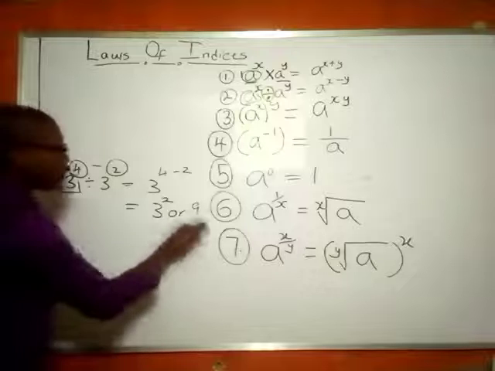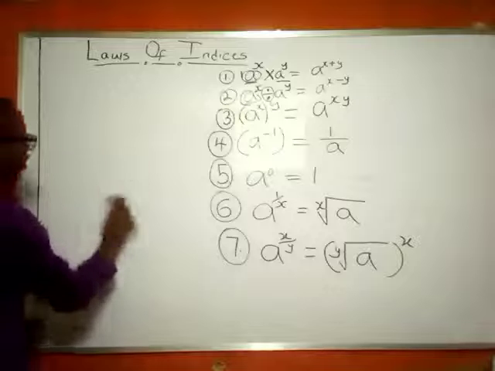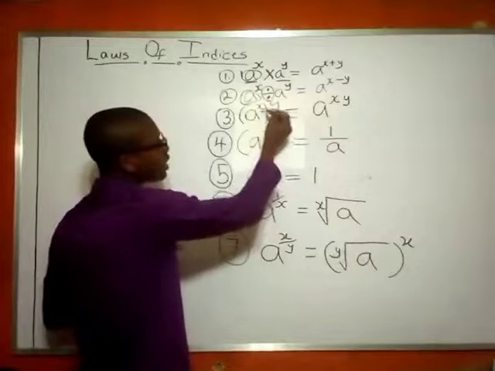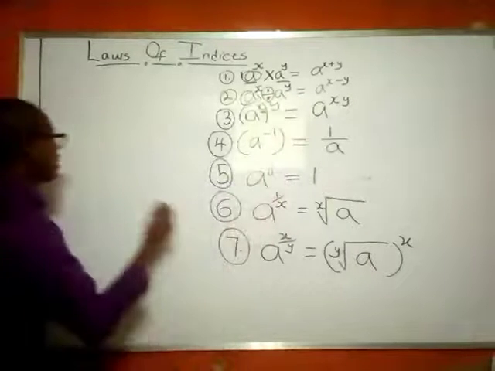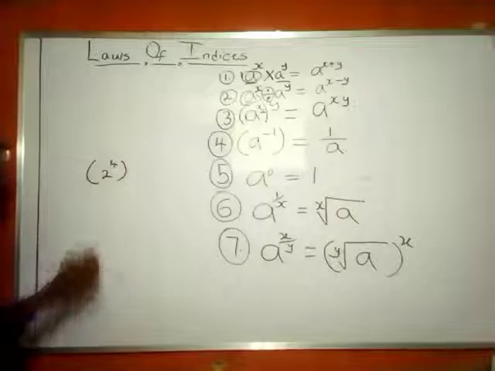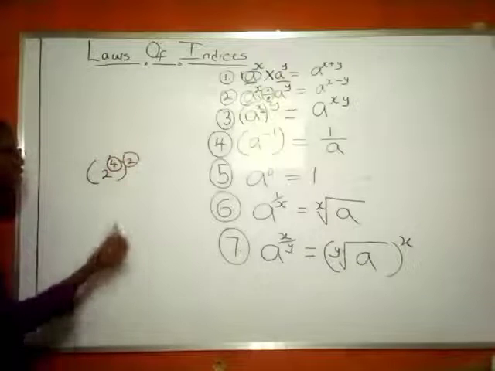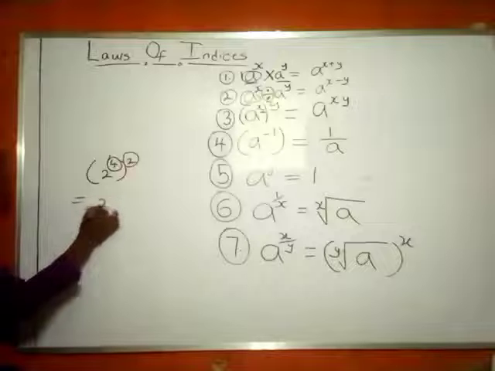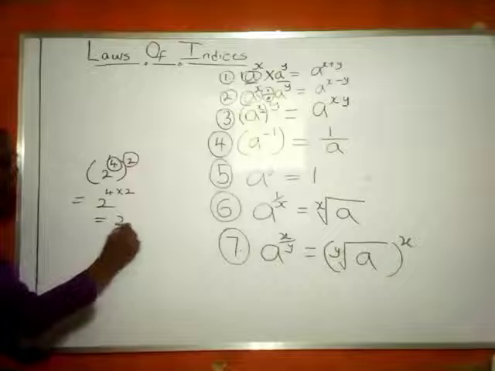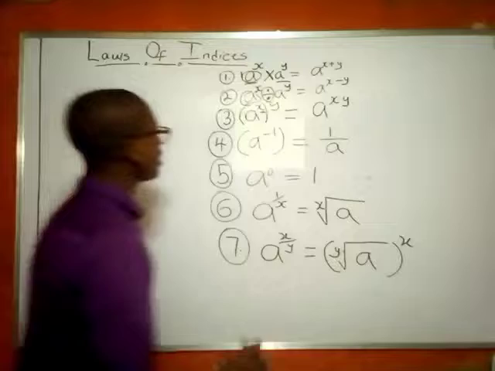It says if we have a variable in a bracket, that is a variable with an index, and outside of the bracket it also has an index, for example open bracket 2 raised to power 4 close bracket 2, the indexes will multiply each other. This will be equal to 2 raised to power 4 multiplied by 2, and that will be equal to 2 raised to power 8, and that will be your final answer. Let us look at the application of the third law.